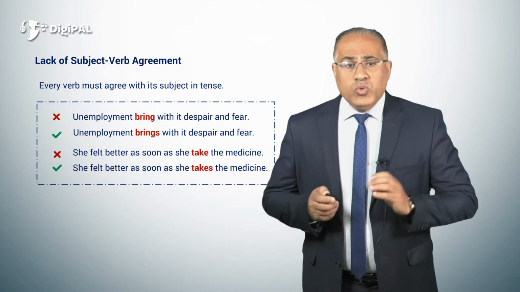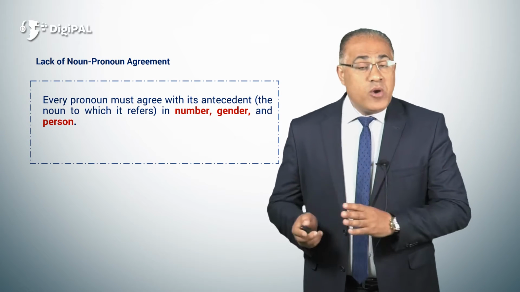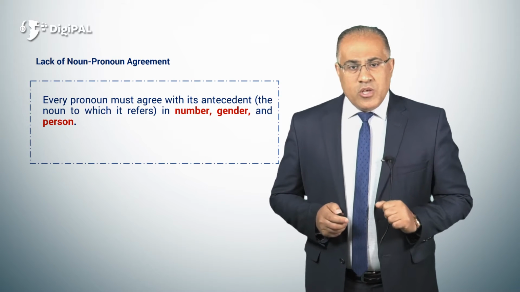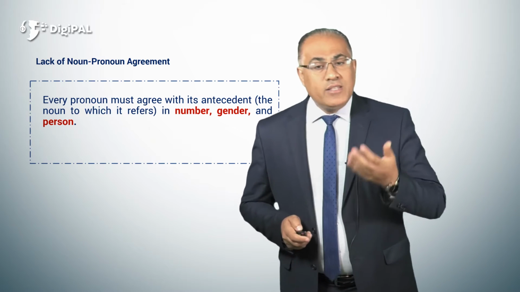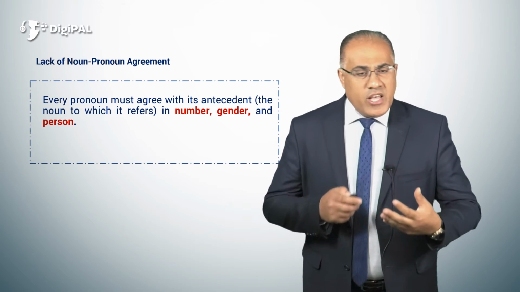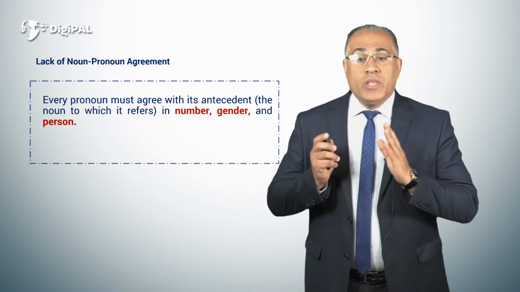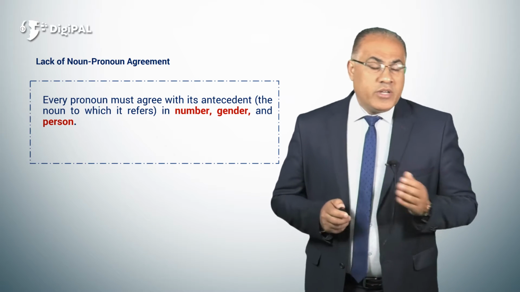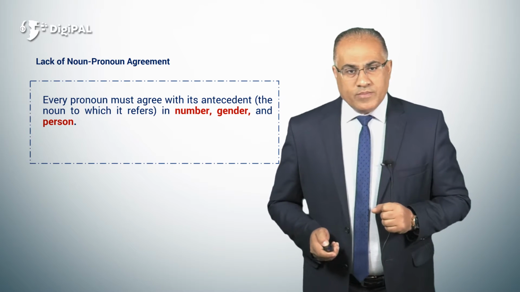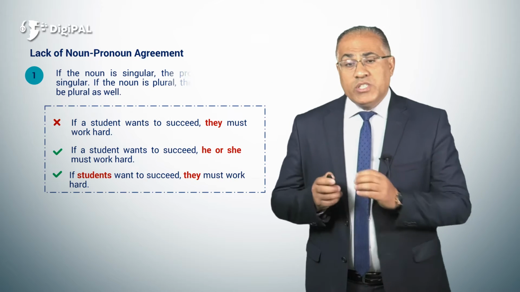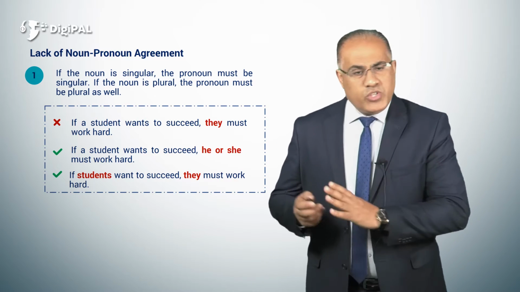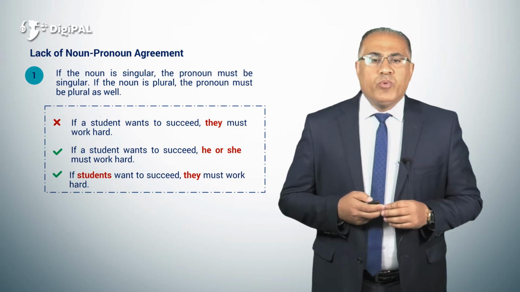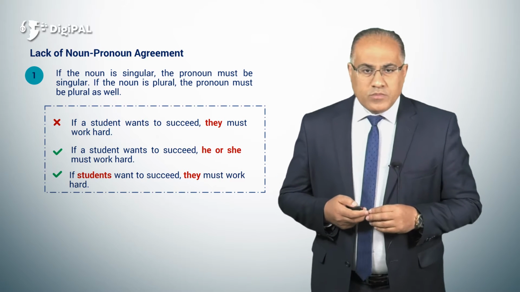Now, there is also a common problem of lack of noun-pronoun agreement. Remember the rule: every pronoun must agree with its antecedent, that is to say the noun to which it refers, in number, in gender, and in person. So, if the noun is singular, the pronoun must be singular. And if the noun is plural, the pronoun must be plural as well.